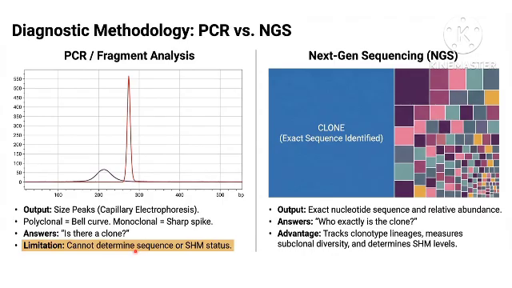You cannot determine sequence, you cannot determine somatic hypermutation status. NGS gives the exact nucleotide sequence, and the relative abundance also it will tell you. And it will answer your question, who exactly is the clone. If you know the clone, if you know the sequence, it will be easy to track the lineages, and you can measure subclonal diversity, and you can also determine somatic hypermutation levels.